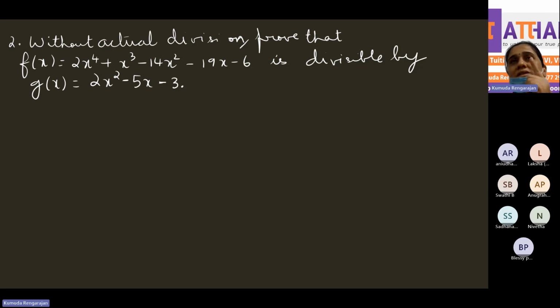Okay, trial and error method, what will you do? You will take what and do what with that? Okay, so you'll take different values of x and put it in f of x or g of x. Then what will you do with g of x?